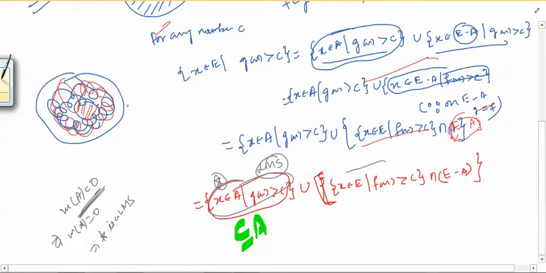Now what is this set? This is again a Lebesgue measurable set. Why? Because f is given to be a Lebesgue measurable function. So by the definition of a Lebesgue measurable function, this set has to be a Lebesgue measurable set.